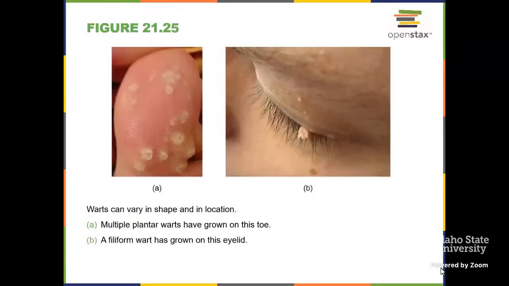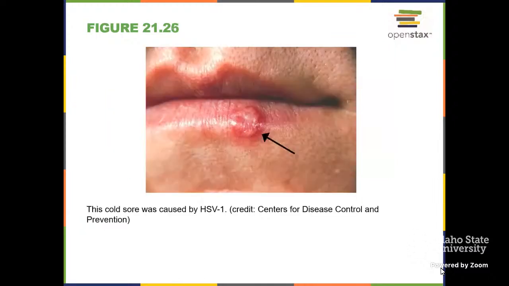All right, shifting. We're moving at a pretty good pace. Warts, there are all sorts of different potentials when we think about these players on our body. Plantar warts on a toe, this filiform one on the eyelid, all sorts of different potentials with this. And as we're moving in here, we transition into some viral things. So papillomavirus for warts.